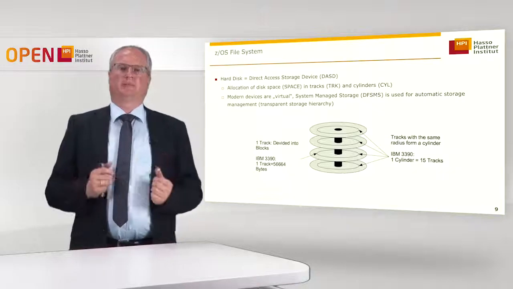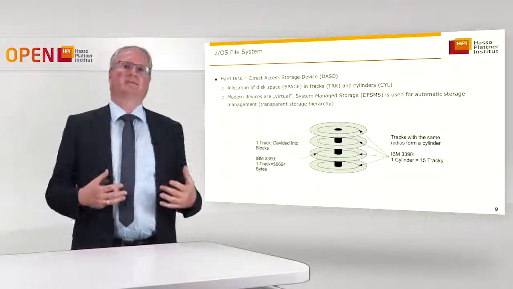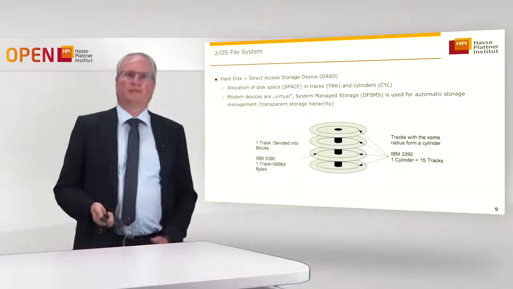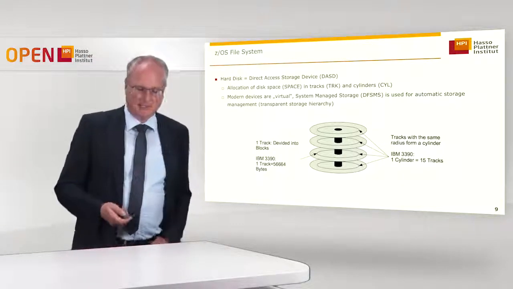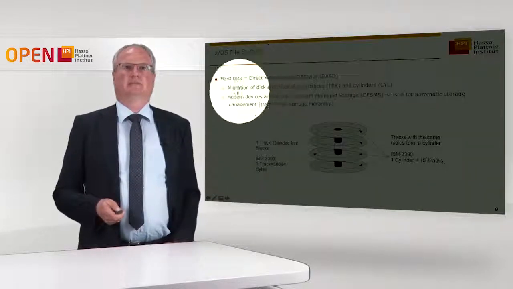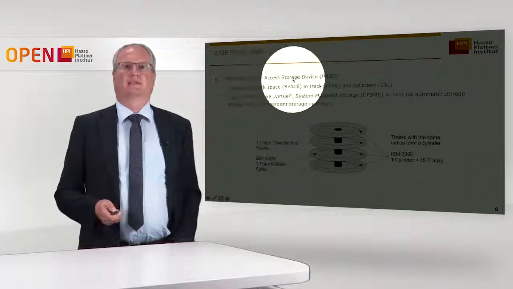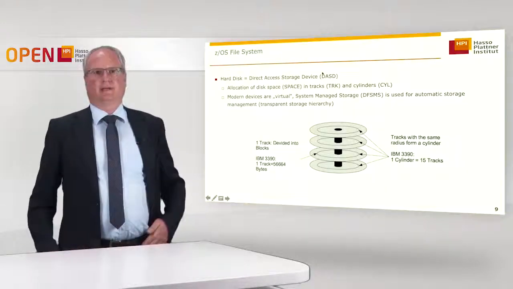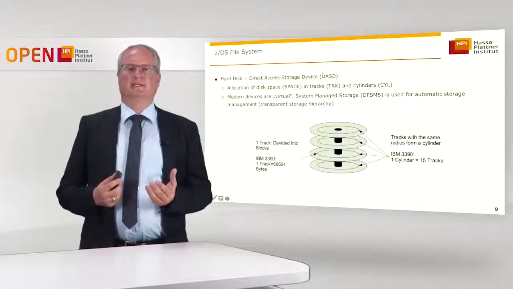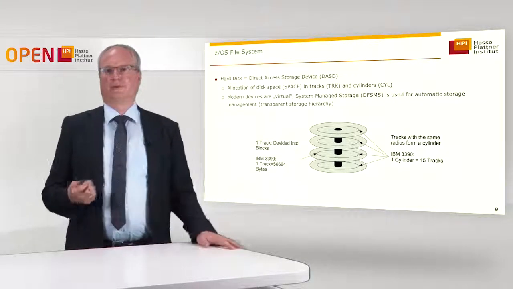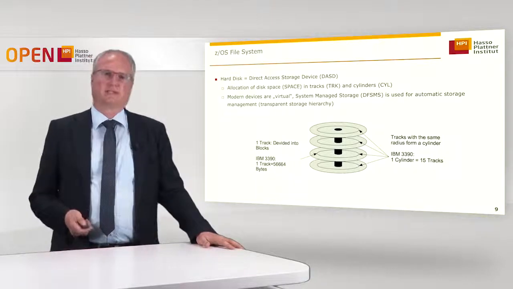But in the past, these units were always specified in units that refer to the structure of a hard disk. A hard disk in the mainframe environment is called a DASD, direct access storage device. So this is basically a hard disk. And the disk space is specified in units referring to the physical structure of the hard disk.